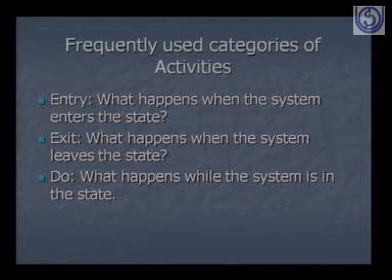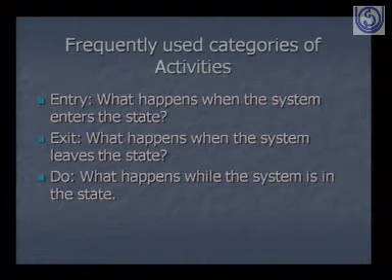So how to categorize these activities? There are three categories associated with the state diagram. One is the entry activity. In this particular entry activity, we will be looking into what happens when the system enters that particular state. Whatever happens when the state is entered should be entered as the entry level. And then there is the next category called the exit. What happens when the system leaves the state? That is the outcome.